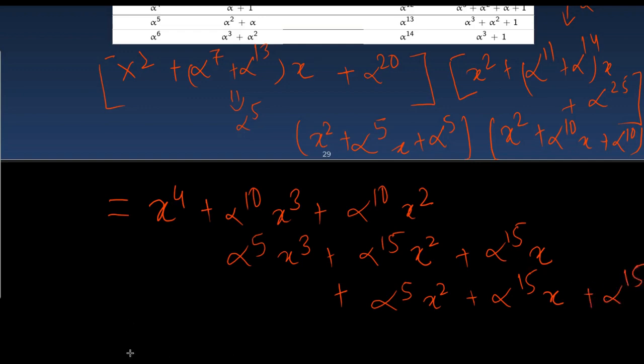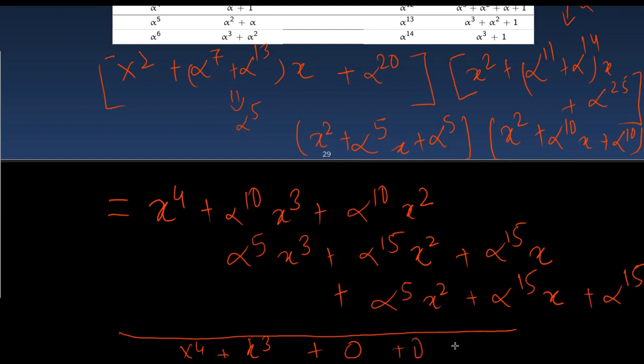If you reduce this, the result is going to be x^4 here, and alpha^10 and alpha^5 added together, if you see the table, will actually be equal to 1. So this is going to be x^3. You can verify that. And these three terms, when you add them together, are going to be equal to 0. These two XOR to 0, and then you have alpha^15, which is equal to 1. So this is the result, right?